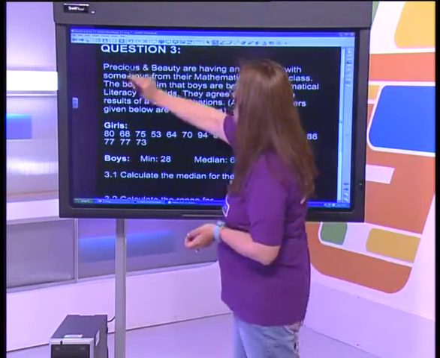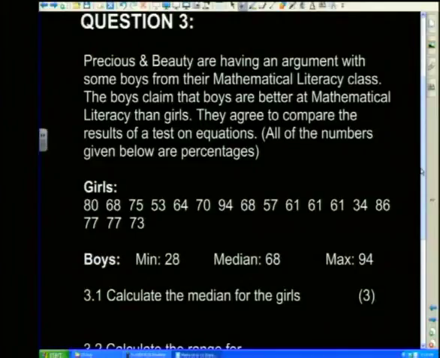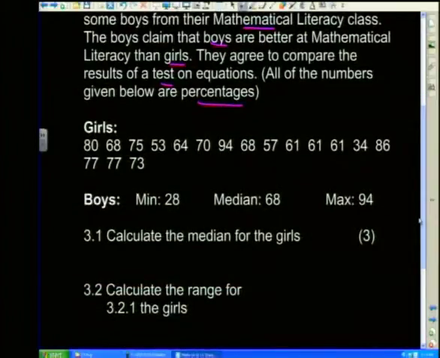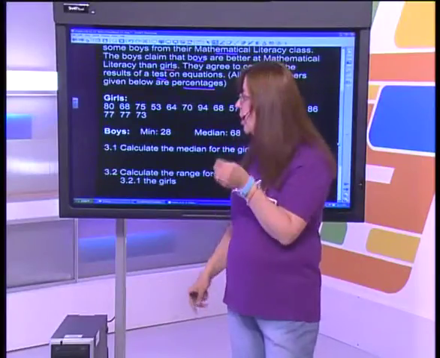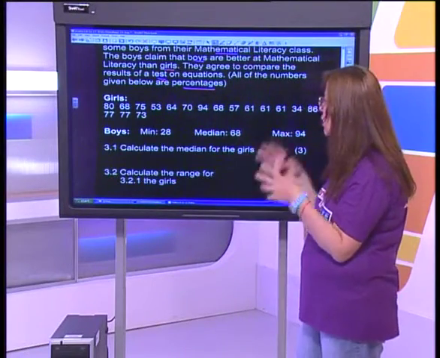Right, question 3. Precious and Beauty are having an argument with some boys from their mathematical literacy class. The boys claim that boys are better at mathematical literacy than girls. I have this fight in my class constantly. They agree to compare the results of a test on equations. All of the numbers are given as percentages. So what we have is our girls' results. Let's read our results. We've got 80, 68, 75, and I'm not going to read them all out, but we can see that these numbers are not in order. That's the first thing that jumps out at me.